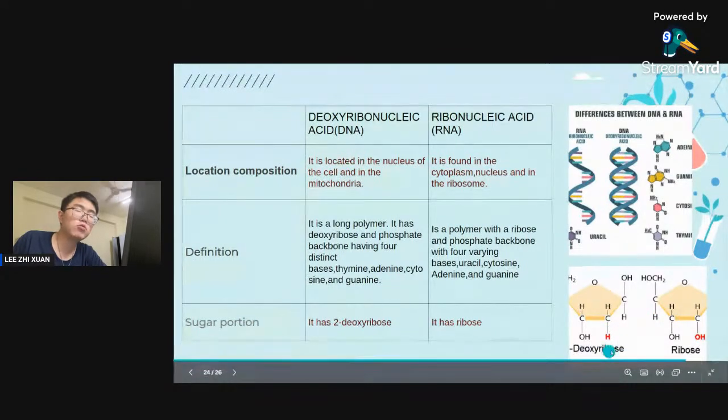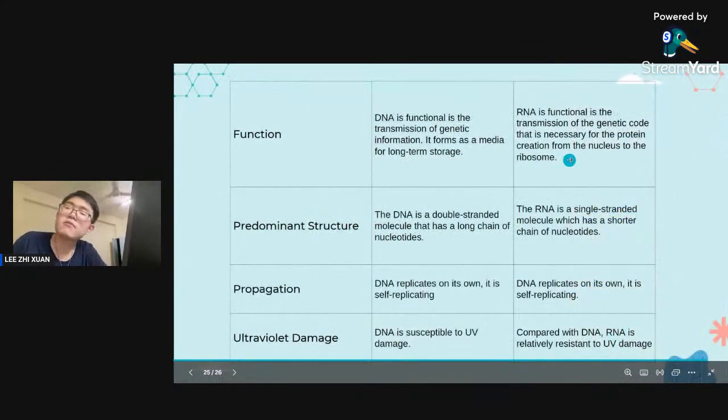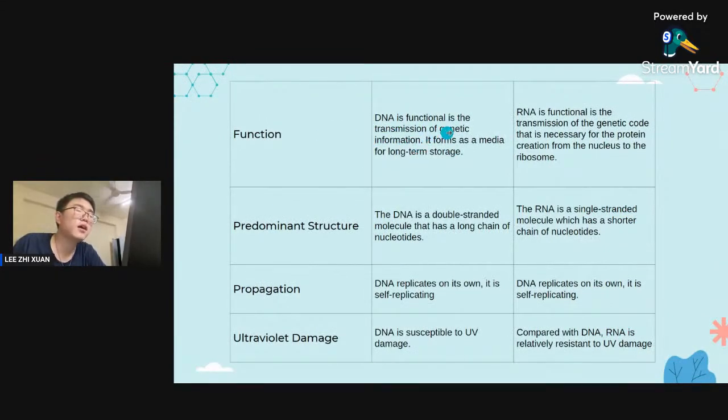Number 2, DNA does not contain an oxygen atom, so we call it deoxyribose. Okay, next one is about function. So normally the function of DNA is the transmission of genetic information. It carries genetic information. DNA is the molecule that carries genetic information.